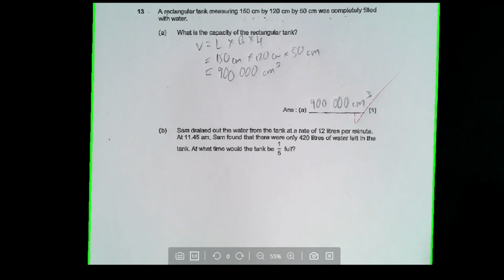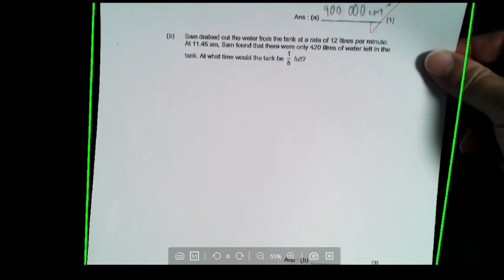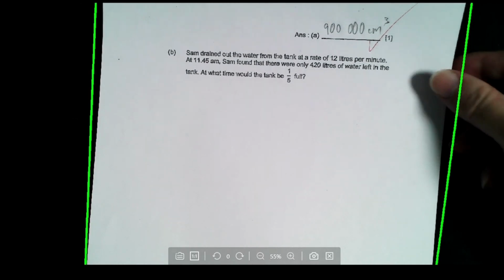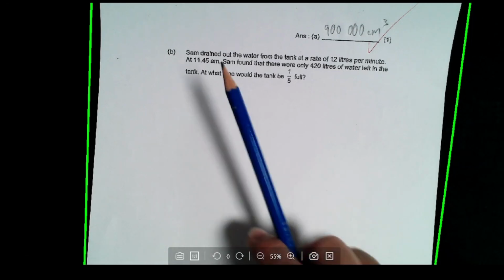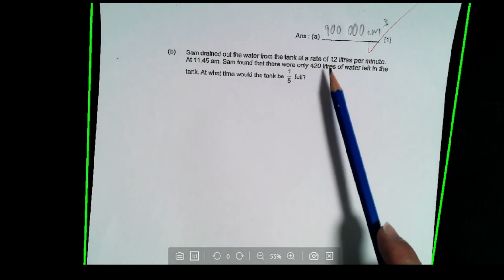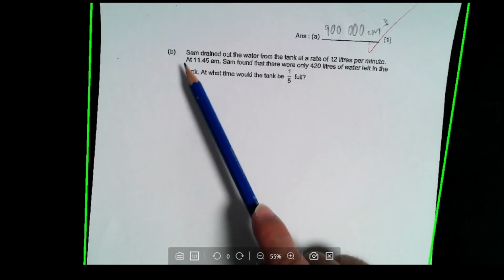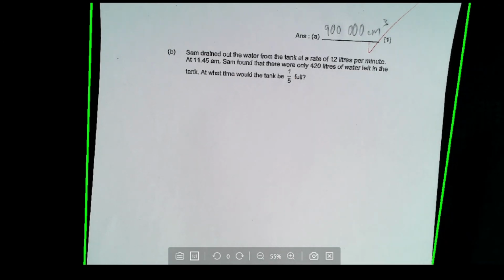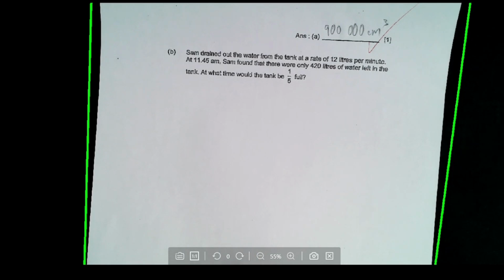Next, part B. Sam drained out the water from a tank at a rate of 12 liters per minute. At 11:45 a.m., Sam found that there were only 420 liters of water left in the tank. At what time would the tank be 1/5 full?